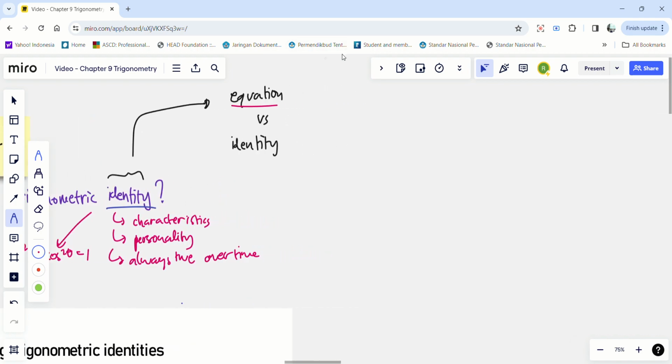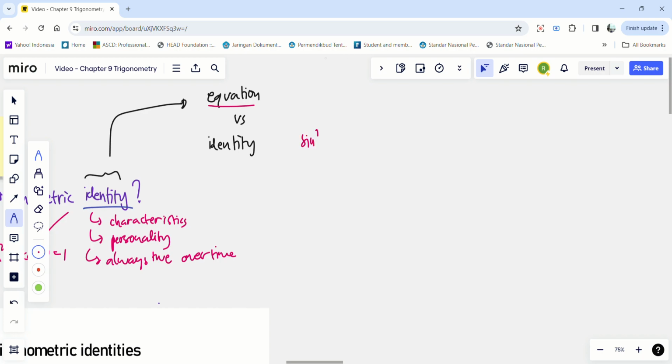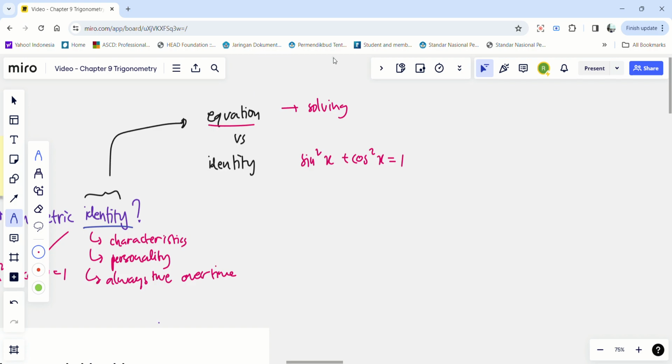So the difference is this. When we're talking about an identity, for example, sine squared x plus cos squared x equals 1, the difference from an equation is that in an equation you are trying to solve. We are solving the equation; that will be the purpose. So in other words, whenever we solve an equation, the equation is only true for certain values. Okay.